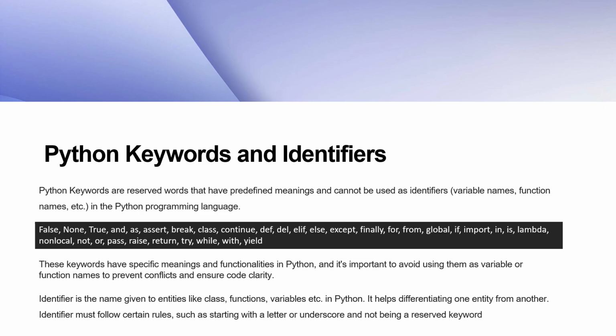So by understanding the distinction between keywords and identifiers, you can write clean and meaningful code that is easier to read, understand, and maintain.